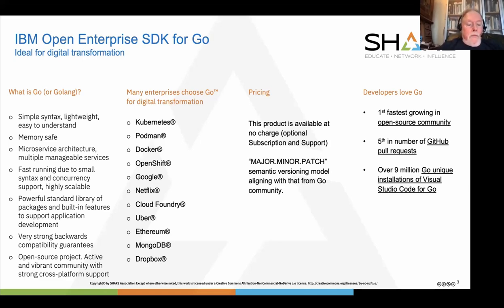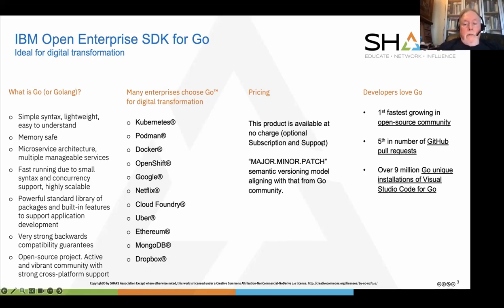Go is an open source project with an active and vibrant community and cross-platform support. It's really emerged as the language of the cloud. Virtually all cloud software is written in Go these days, including Kubernetes, Podman, and Docker, and a rapidly increasing number of products are written in Go.